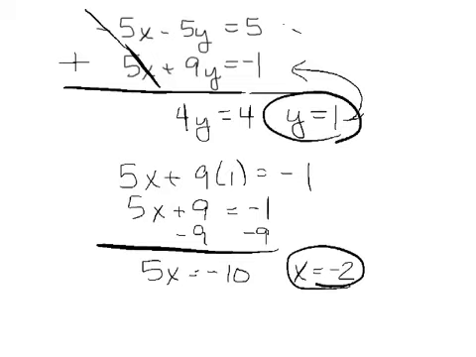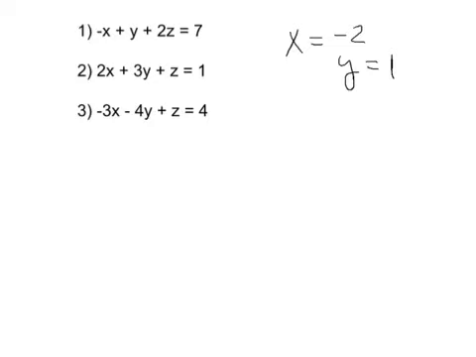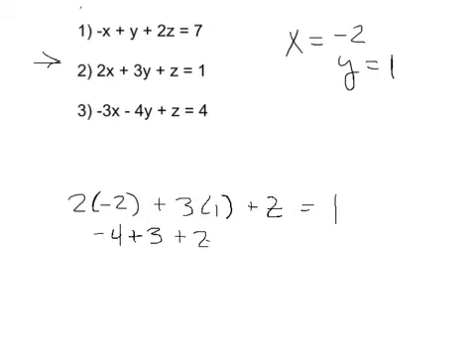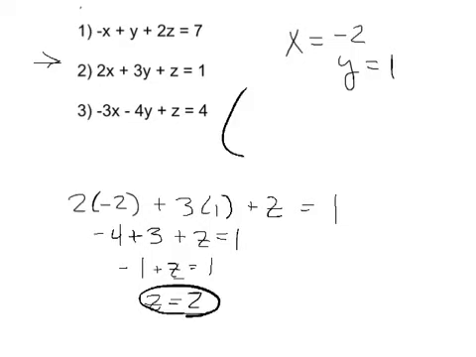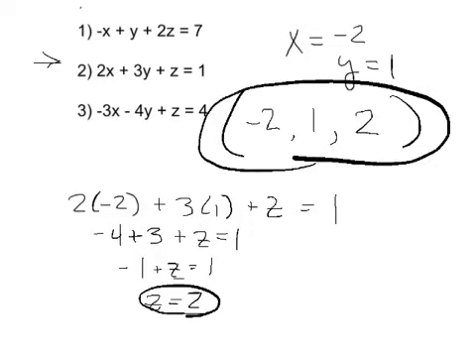I have my y, I have my x. Z will be pretty easy to be found. Let's pick, I don't know, the second equation. 2 times negative 2, so I'm picking that equation, plus 3 times 1 plus z equals 1. Negative 4, negative 1 plus z equals 1. Add 1 to both sides, z equals 2. My triple ordered pair is negative 2, 1, 2. And you guys know you can check your answers by plugging that triple pair into each one of those equations and making sure you get a true statement.